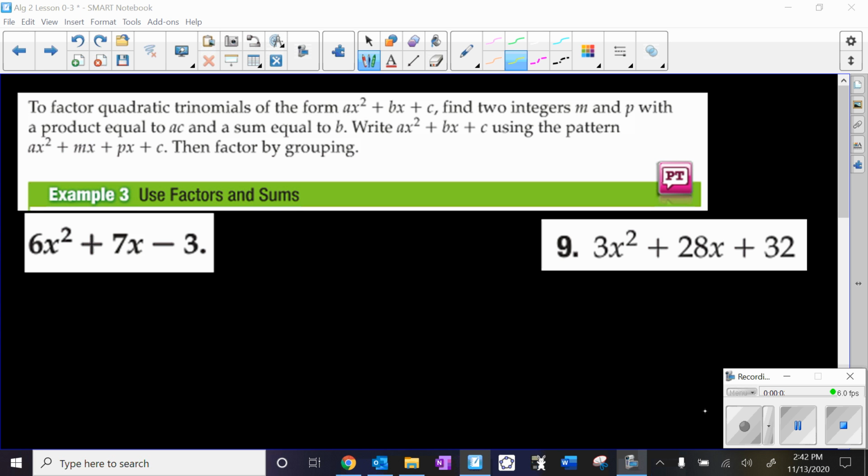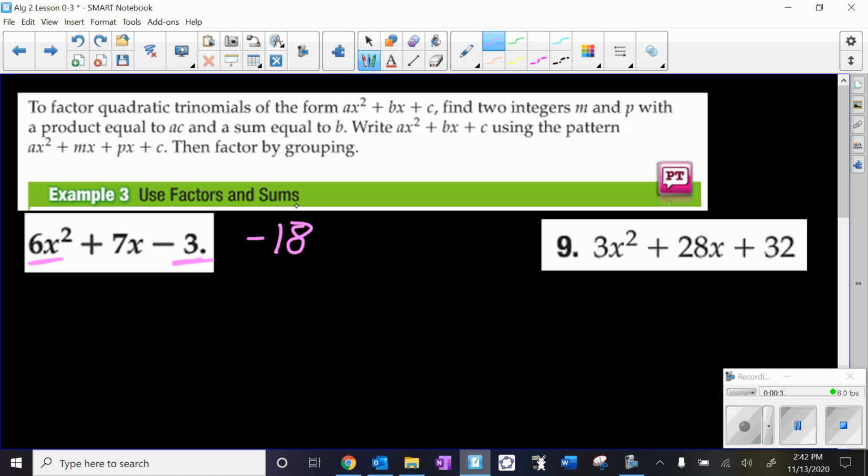Next, we're going to look at a general trinomial when a does not equal 1. So a, in this case, is 6. I like to call this method the AC method because I'm going to take the first term, which is 6x squared, and this negative 3, and multiply them together. So 6 times negative 3 is negative 18.